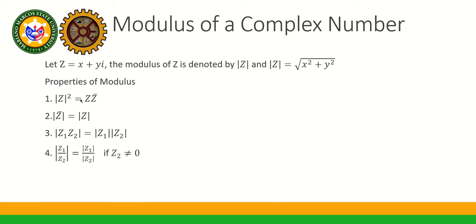So the modulus of z squared is equal to z times z bar. The modulus of z bar is equal to the modulus of z, or the absolute value of z. And then the modulus of z sub 1 times z sub 2 is equal to the modulus of z sub 1 multiplied by the modulus of z sub 2. And then the modulus of z sub 1 over z sub 2 is equal to the modulus of z sub 1 over the modulus of z sub 2, provided that z sub 2 is not equal to 0. Because when z sub 2 becomes 0, that will become indefinite. Okay?